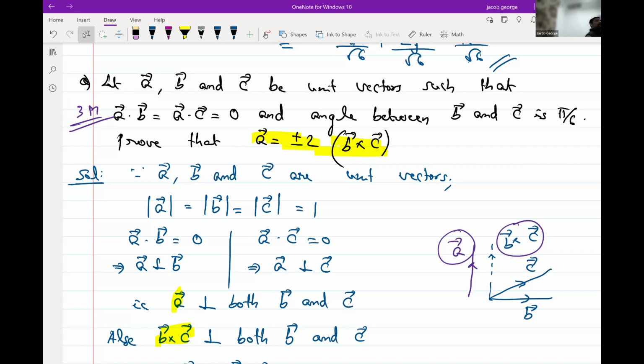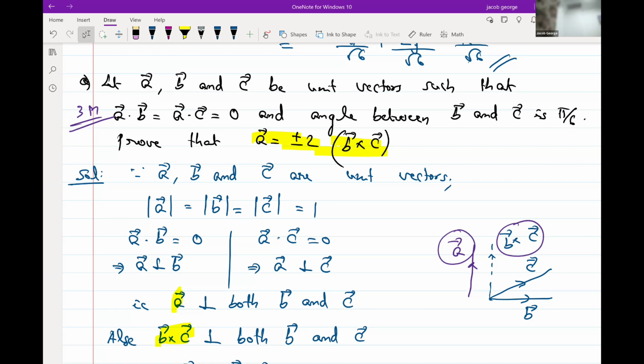Vector A is perpendicular to vector B because the dot product is 0. Vector A is perpendicular to vector C. That means vector A is perpendicular to both vector B and vector C. And we know from the definition of cross product that B cross C is perpendicular to both vector B and vector C. Now the diagram is like this. Vector A is perpendicular to both vector B and vector C. B cross C is also perpendicular to both vector B and vector C.